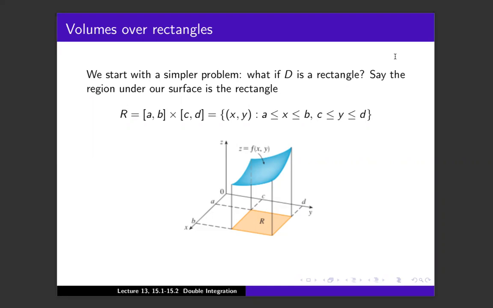This is just a Cartesian product of one interval. The points in x are going from A to B, and the points in y are going from C to D. So it's a regular Cartesian set product. And we want to talk about this volume. We want to figure out how to describe the volume of this region underneath that surface.